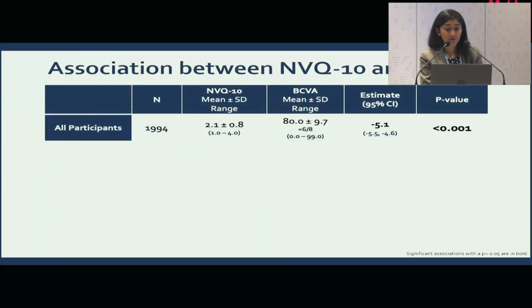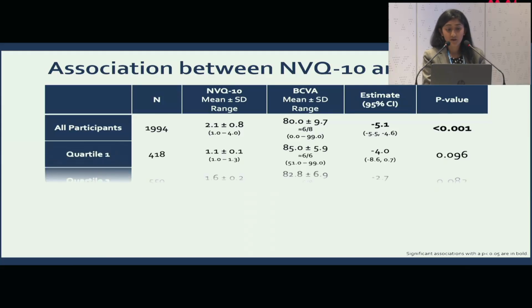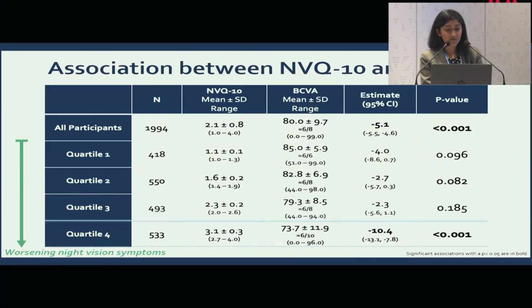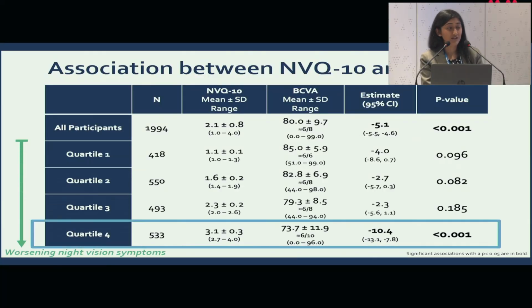So among all participants, the NVQ10 composite score was significantly associated with visual acuity. For every 1 unit increase in this score, the visual acuity decreased by 5.1 letters. When analyzed by quartiles, NVQ10 scores were significantly associated with visual acuity only among participants in the last quartile, and these were patients with the worst night vision symptoms.